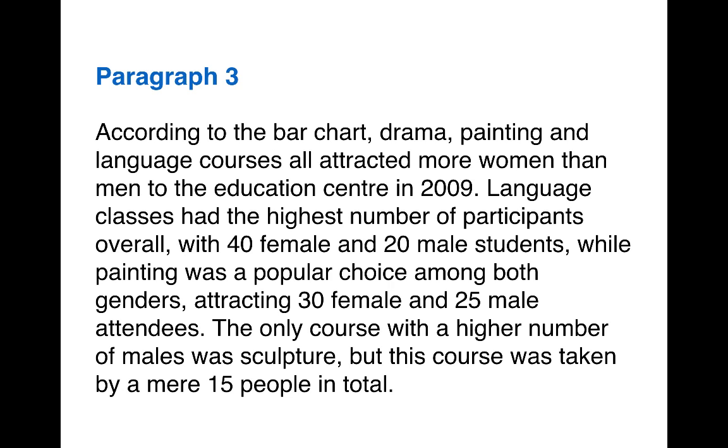Let's analyse that paragraph a little bit, see what I've put in there. First, notice it's all about the bar chart. As I said, I've introduced that at the beginning by saying according to the bar chart. Then I've mentioned drama, painting, language and sculpture. All 4 courses are mentioned. Then more women than men, both genders. I've mentioned and compared both genders, men and women. That's important, of course. It's all about comparing.